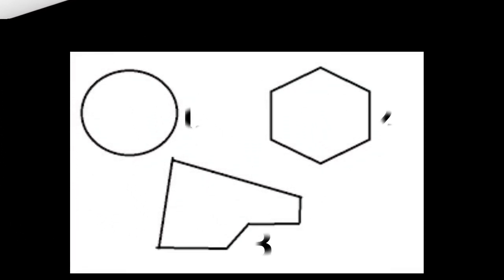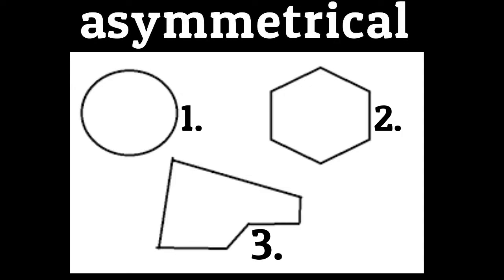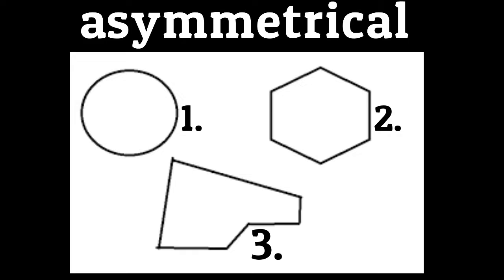Out of these three shapes, there are only two that are symmetrical. One of the shapes is asymmetrical. Which one do you think is asymmetrical? That's right, number 3. Number 3 is asymmetrical because no matter which way you would fold it, none of the sides would match up. There are no lines of symmetry.